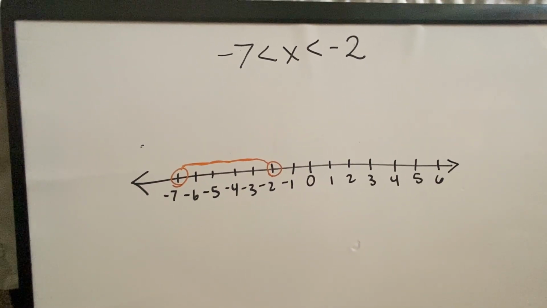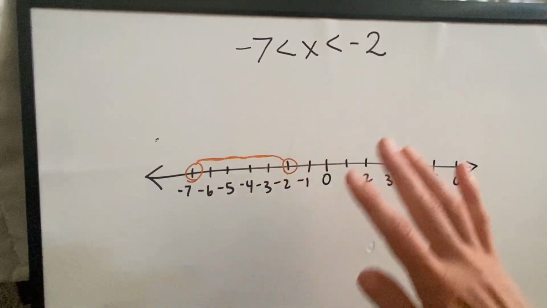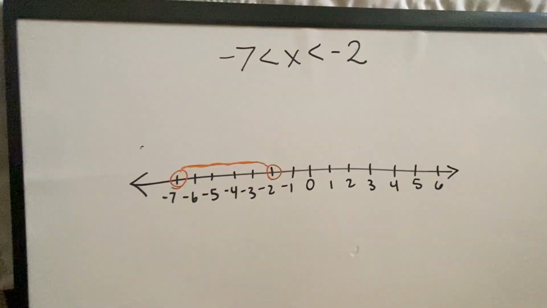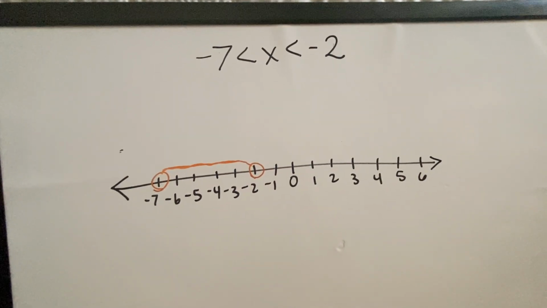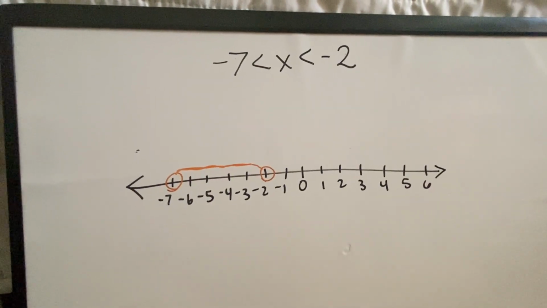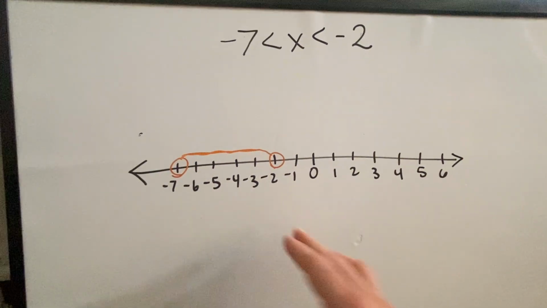Not too bad. You just follow what it says up here, break it down in each little piece. Don't forget to fill in your circles if there's an equal sign, and realize that usually it's a range, so you have a beginning and you have an end, and it's all the numbers in between.